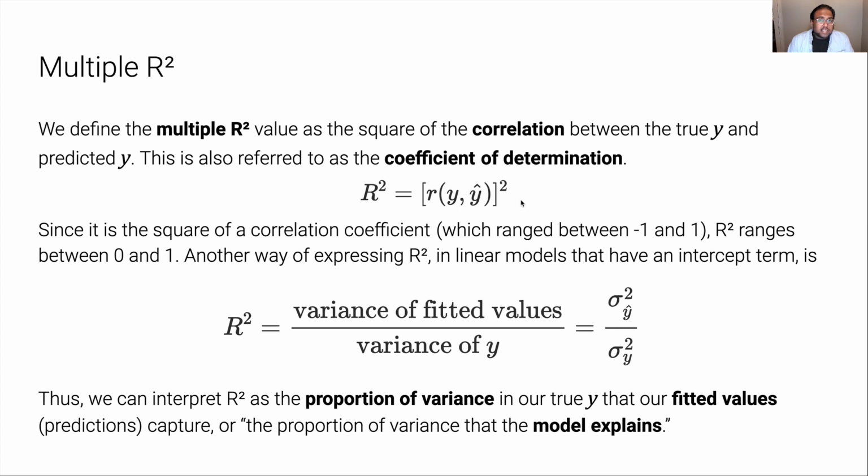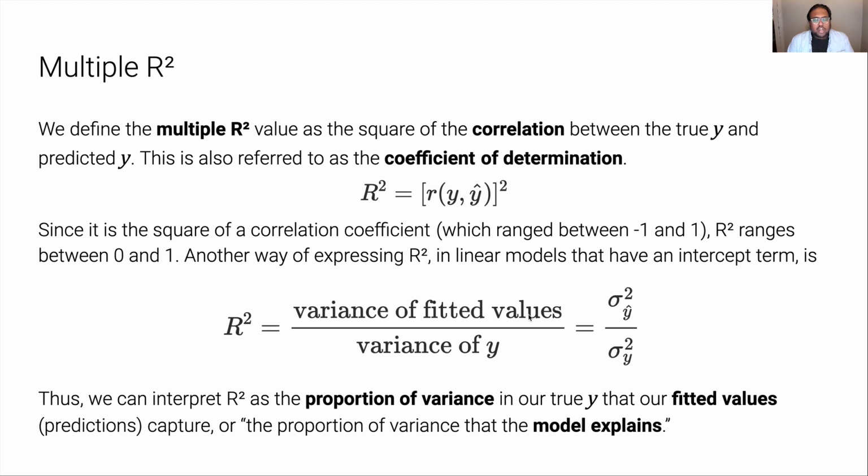And since it's the square of a correlation coefficient, which ranges from -1 to 1, it ranges from 0 to 1. An equivalent way of expressing the multiple r squared value for linear models that have an intercept term is this. We can write it as the variance of our fitted values divided by the variance of our y. Now, fitted values, this is a new term.